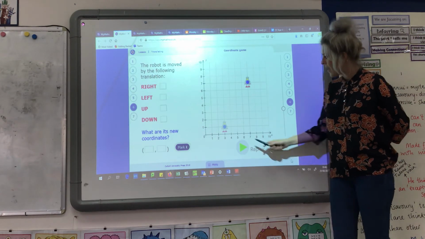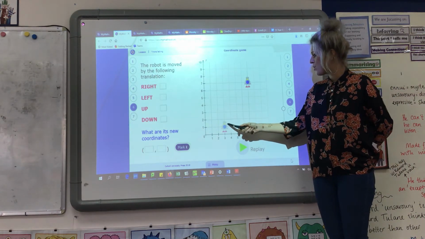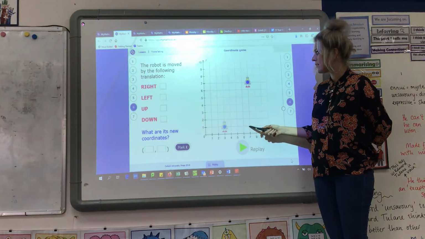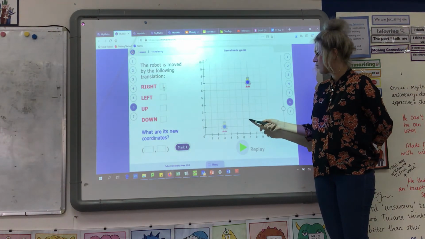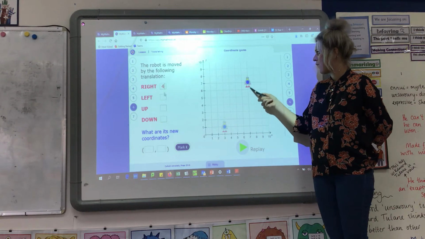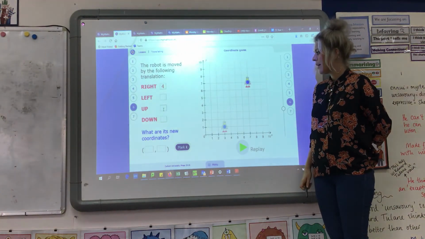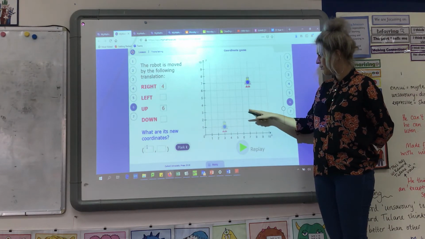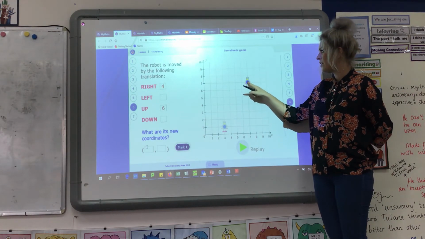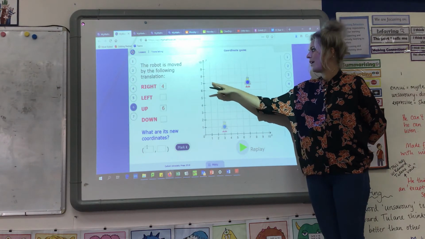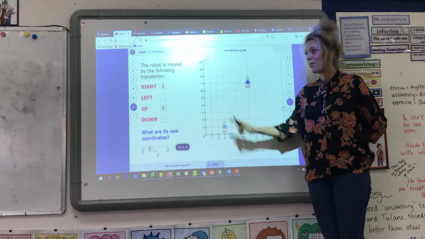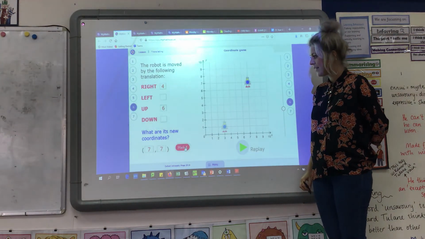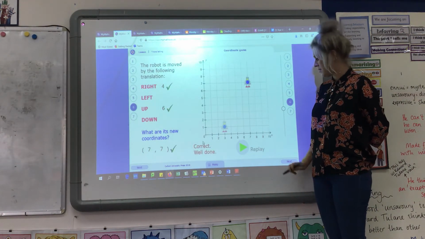Okay. I can see that the robot has moved 1, 2, 3, 4 to the right. And 1, 2, 3, 4, 5, 6 up. And its new coordinates are 7, 7. I was going to try and trick you by putting the y coordinate in first there, but both numbers were the same. Lovely.